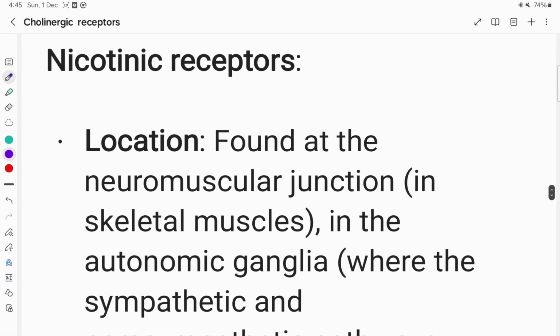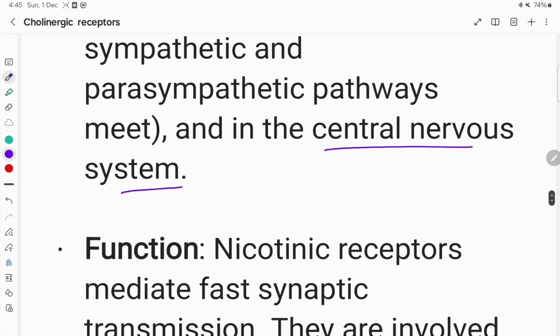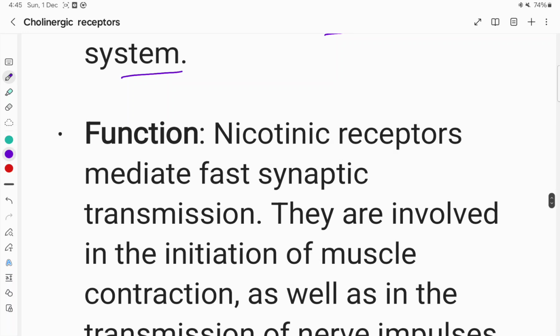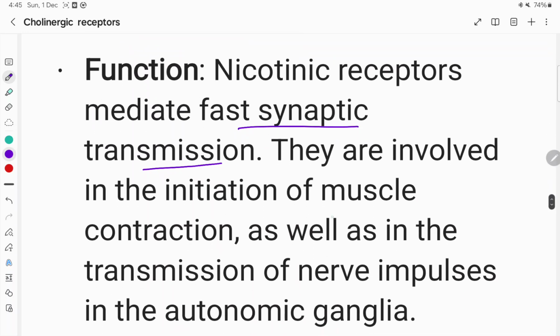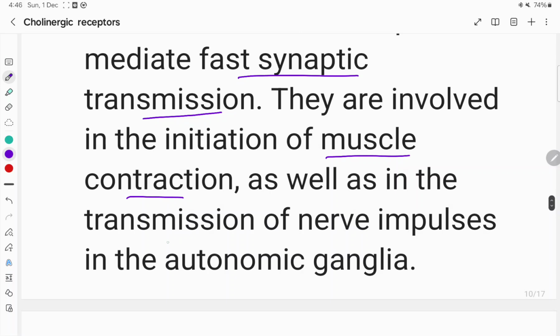Nicotinic receptors are found at the neuromuscular junctions in skeletal muscles and also in the autonomic ganglia, both sympathetic and parasympathetic, and in the CNS. These are the 3 areas. The nicotinic receptors mediate fast synaptic transmission. They are involved in the initiation of muscle contraction because they are located in the neuromuscular junction, and in the ganglion they help in transmission of nerve impulses.